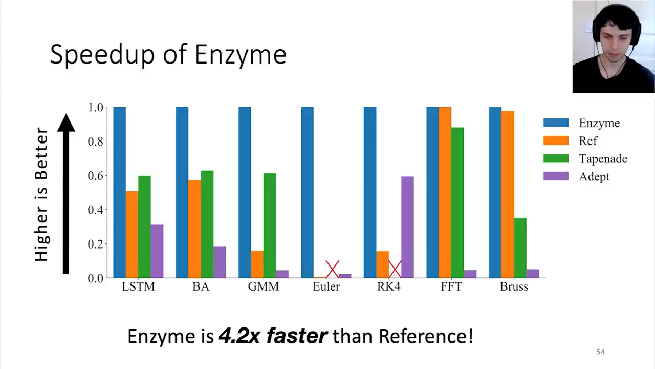Similarly, we also compare across the board to Adept, and Adept, in addition, has to store that instruction stack of all those dynamic memory and instructions to be able to interpret for the reverse pass, and the act of storing that gets you a relative loss compared to some of these other tools like Tapenade, which stores them directly and computes the reverse immediately.